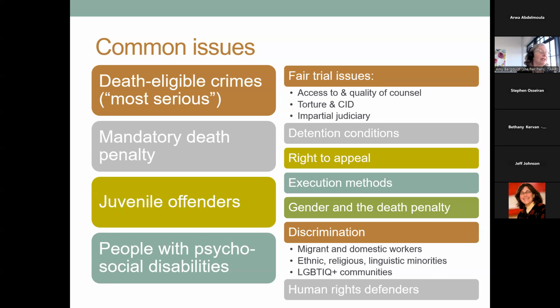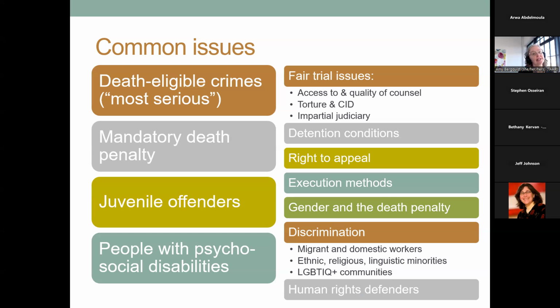A mandatory death penalty is by definition arbitrary because it doesn't allow the court to take into account the facts and circumstances of the offense. Does the country sentence to death juvenile offenders? Does the country have the death penalty for people with psychosocial disabilities? Do they have appropriate supports and accommodations for them throughout the criminal legal process? That would also apply to people with intellectual disabilities.